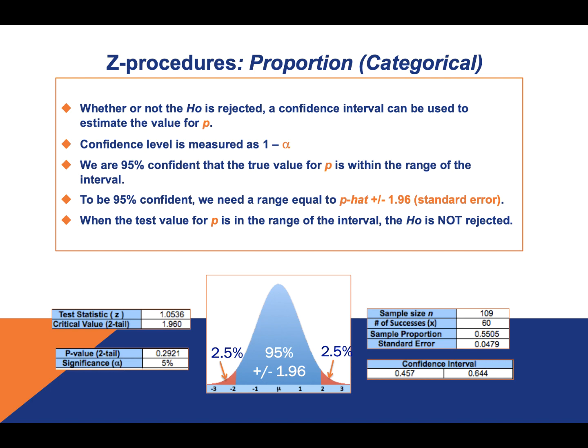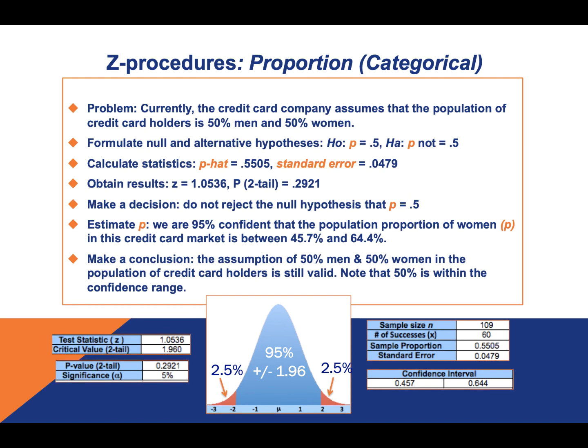Whether or not the null is rejected, a confidence interval can be used to estimate the value for our population parameter. Confidence level is measured as 1 minus alpha. We are 95% confident that the true value for p is within the range of the interval. In order to be 95% confident, we would need a range equal to p-hat plus or minus 1.96 standard errors. When the test value or assumed value for our population parameter is in the range of the interval, the null hypothesis is not rejected.